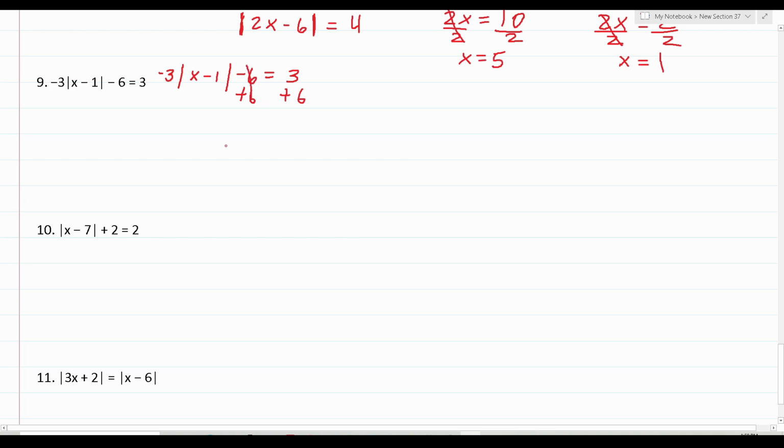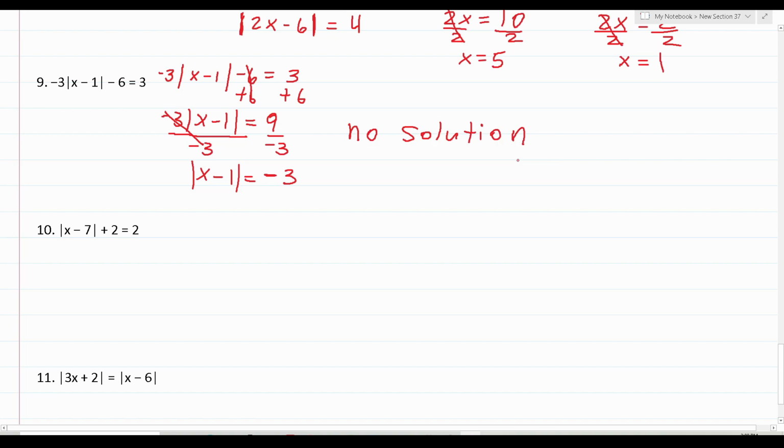This crosses out here, leaving you with negative 3 times the absolute value of x minus 1 equaling 9. Now to get rid of this negative 3, we're going to divide both sides by negative 3. This will cross out here, leaving you with the absolute value of x minus 1 equals 9 divided by negative 3. Well, positive divided by a negative is going to be a negative. 9 divided by 3 is 3. So in this case, we have an absolute value set equal to a negative value. So that's going to be no solution.